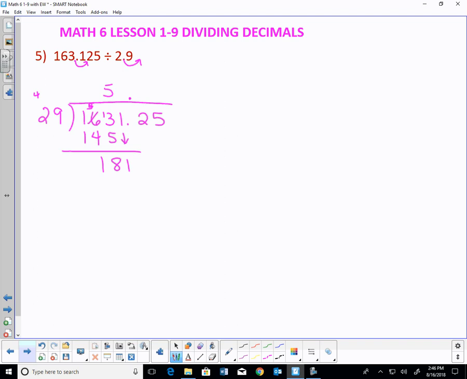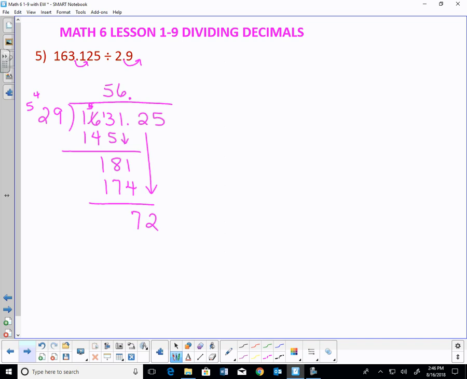6 times 9 is 54. Bring over my 5. 6 times 2 is 12, plus 5 is 17. So I have 181 minus 174, which happens to be 7. Bring down my 2. How many times will 30 go into 72? Well, 30 times 2 is 60. 30 times 3 is 90, so we know it's not going to go in 3 times. So 29 will go into 72 2 times.